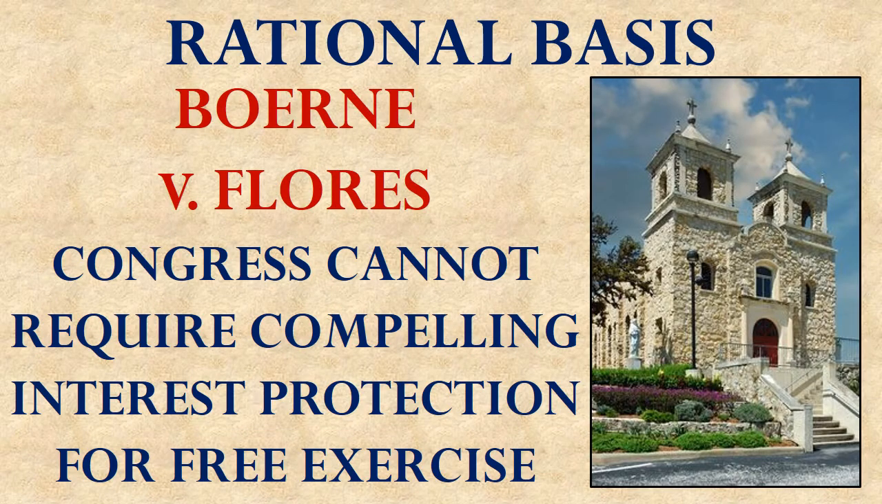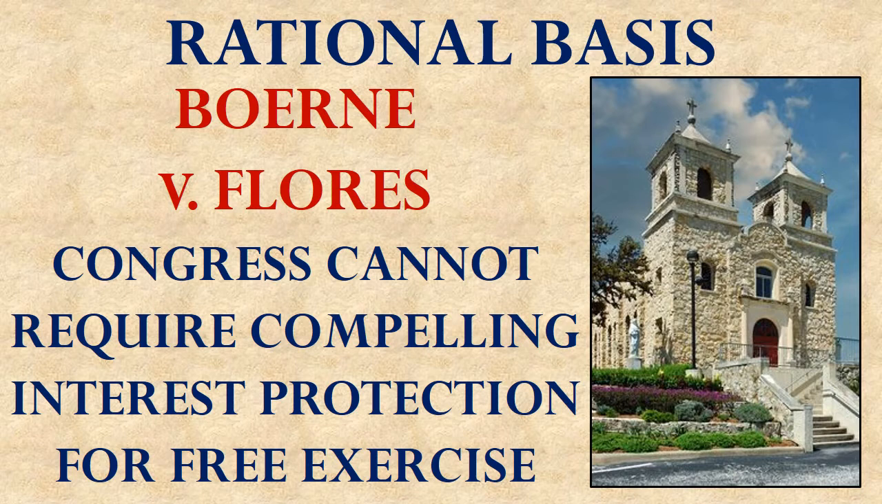Well, in this case, the case of Bernie versus Flores, and yes, that's how they pronounce the name of their city down there in Texas. Looks like Bourne to me, but they say Bernie. In this case of Bernie versus Flores, the Supreme Court said, you know what? Congress can't require us to use the compelling interest test. It's not their job to tell us how to interpret the Constitution. It's our job. And we are not going to listen to Congress here. We are going to continue to apply the rational basis standards to cases like this.